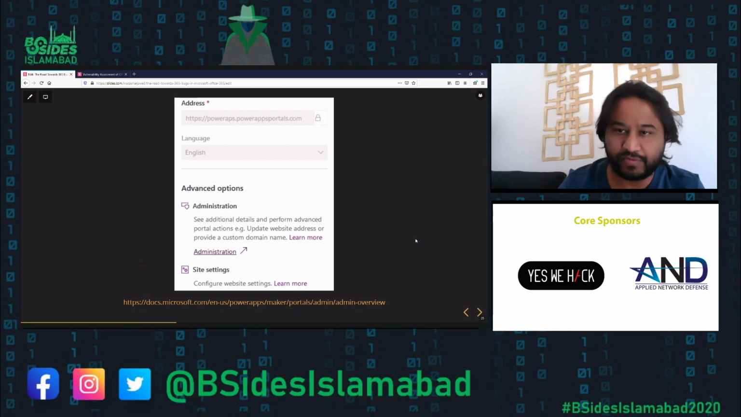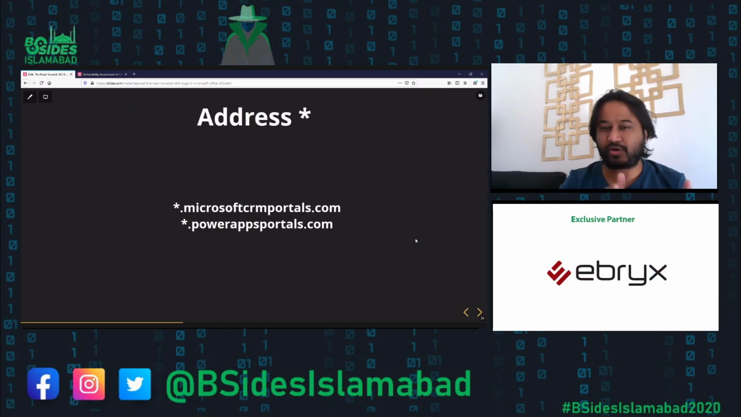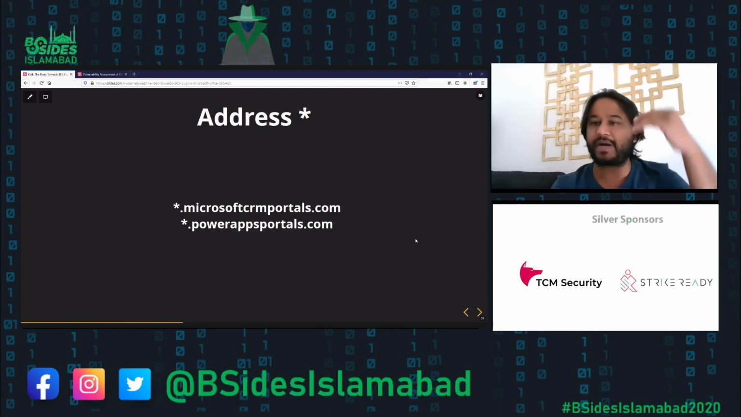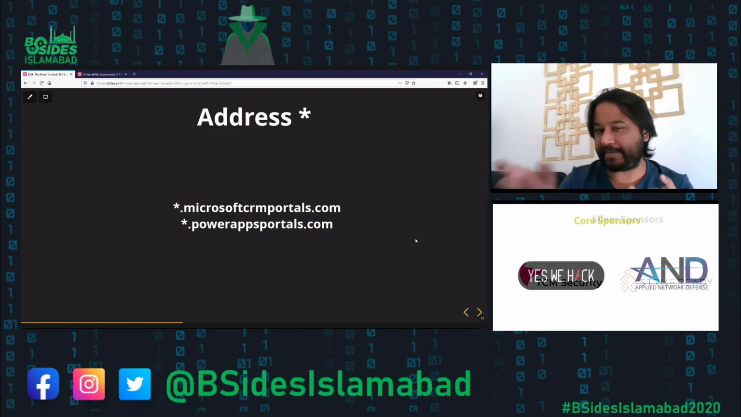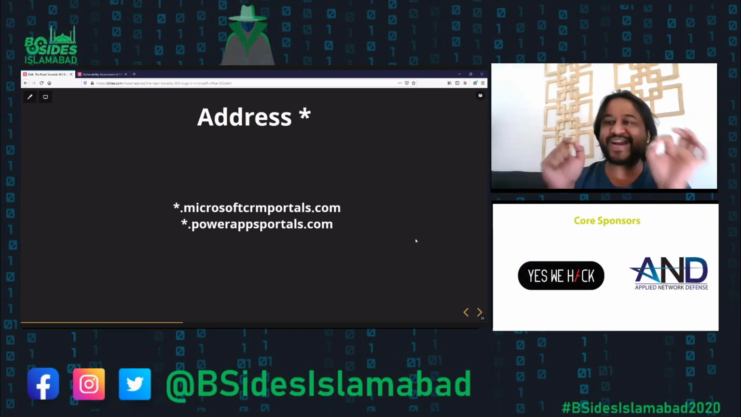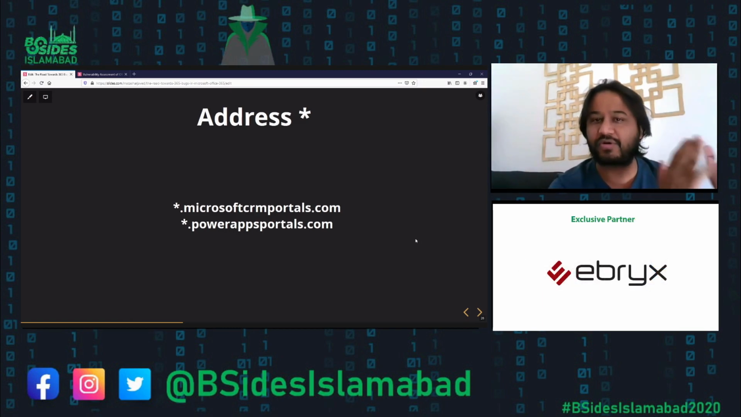Let's move forward. As I told you, by default Microsoft shows you either powerappsportals.com, where the static part belongs to you and you can write ABC, XYZ, anything over there, or microsoftcrmportals.com. The funny thing is that both are not mentioned in the scope. Both are not explicitly mentioned in the Microsoft Cloud Bug Bounty program. But okay, still, the game is just starting.